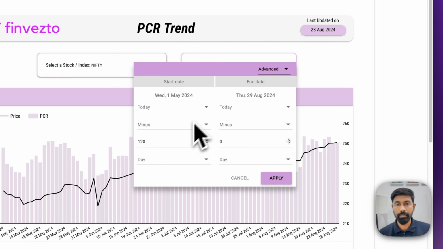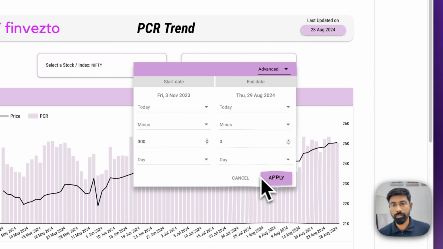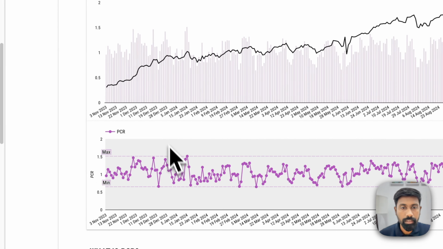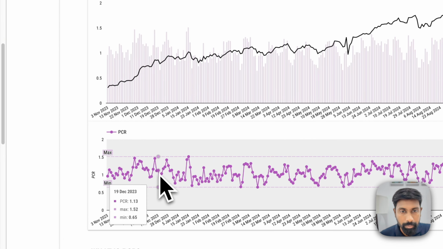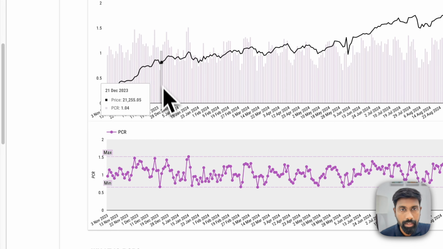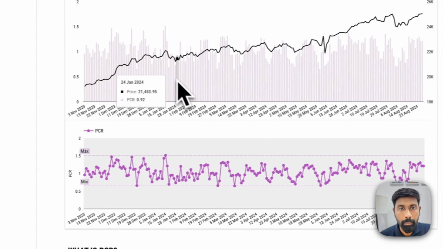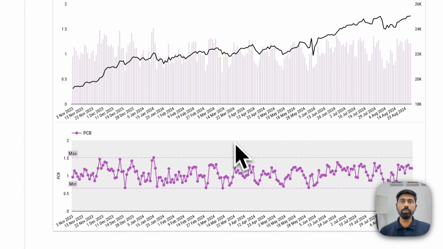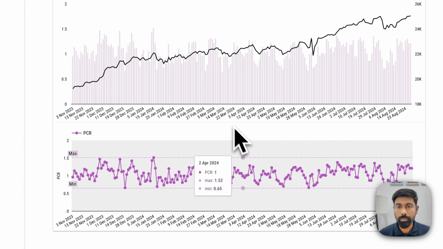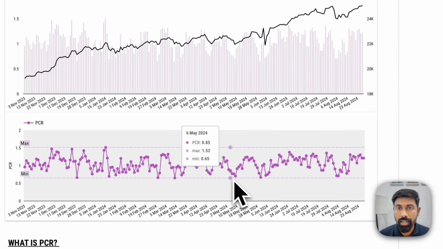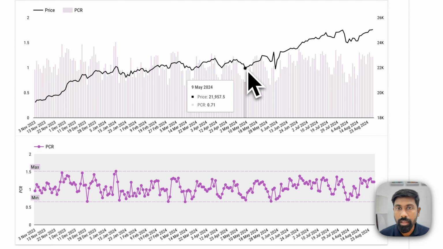Similarly, let me go further. Maybe I'll go 300 days also. Last 300 trading days. So you can look at this particular place. PCR has dropped, it has risen, and there was a bottom. Similarly, PCR drop and up, bottom. So the second use case is to find bottoms. Whenever PCR drops to the lowest level and bounces back, you can see that market typically forms a bottom.